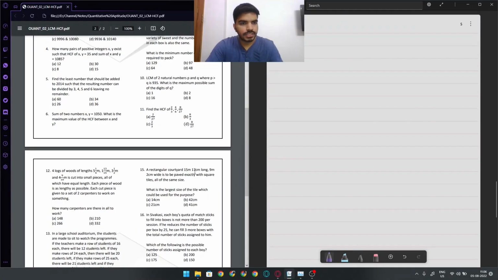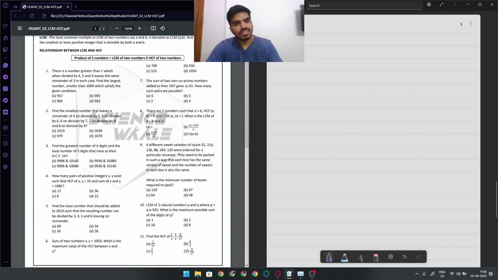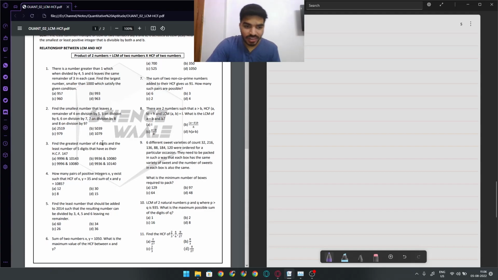Option C. Sixth question. Sum of two numbers x comma y is equal to 1050. What will be the maximum value of HCF between x and y? This is a question where I don't know how and why you should do it, because the sum of two numbers is 1050 and you have to find the maximum HCF. For example, if you take 1049 and 1, or even 0 and 1050, then there is no HCF.